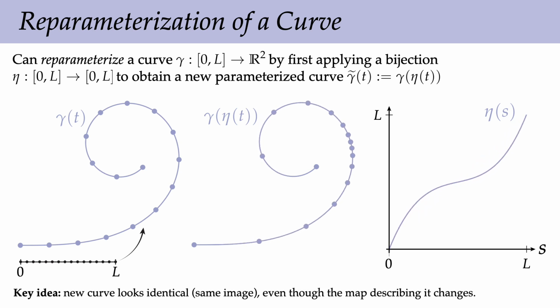So the key idea is the new curve looks identical. It has the same image. It describes the same subset of the plane, even though the map describing it changes. And this is really fundamental to the idea of parameterized descriptions of geometry. There's additional information in your description beyond just the shape of the object that you're looking at. In some cases, this additional information can be really helpful. For instance, if it encodes something physically meaningful, like the velocity as you travel along the curve. In other cases, it can be really painful. I'm trying to compare two curves, and they have different parameterizations, even though they describe the same shape. Well, then I can't just check that the maps are equal to each other.